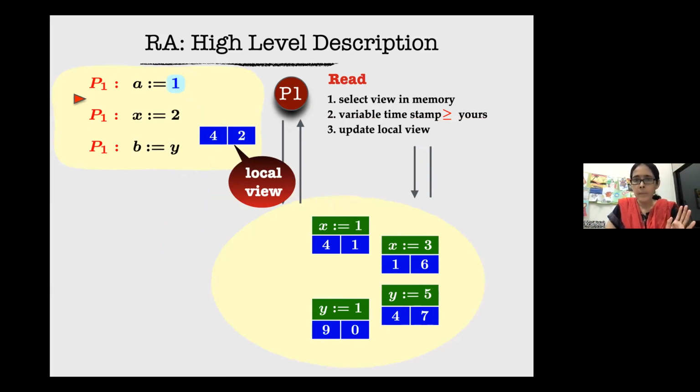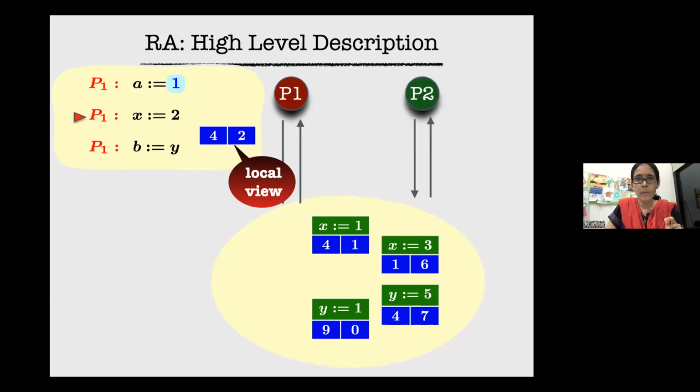Okay, so this is what we said already. Now let's look at a write operation. So now the next operation is the write operation. I'm supposed to write x is equal to 2. So what do I do?